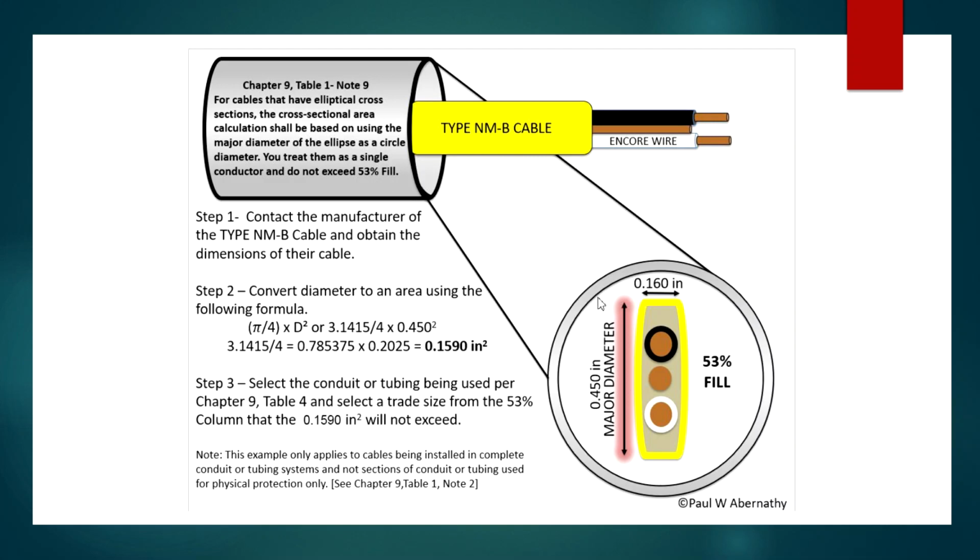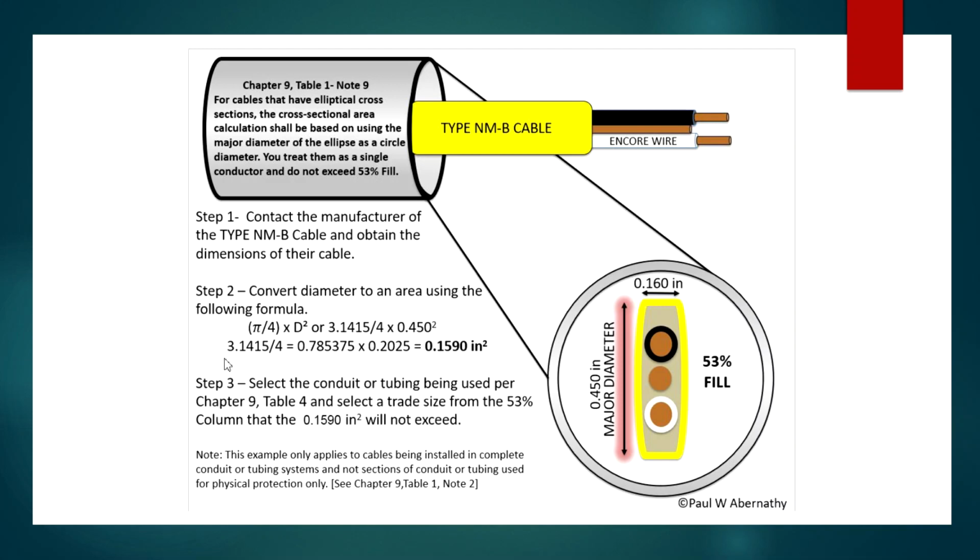So where do we get this major diameter? You get it from the manufacturer. Now, you could measure it as well, but usually the manufacturer will provide it on a cut sheet. Once you have that, there's a formula you can use, and here's the formula right here. It is pi divided by 4 times the diameter squared. Pi is 3.14, but we take it out to 4 digits. So it's 3.1415 divided by 4 times 0.450 squared. Notice the diameter here is 0.450 inches, and that's the major diameter.